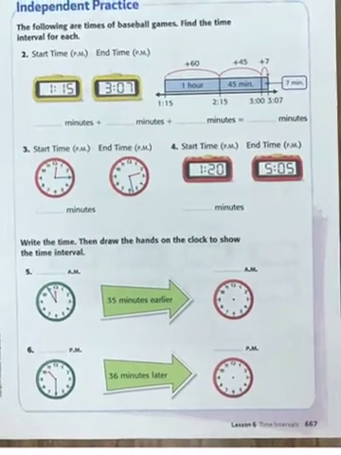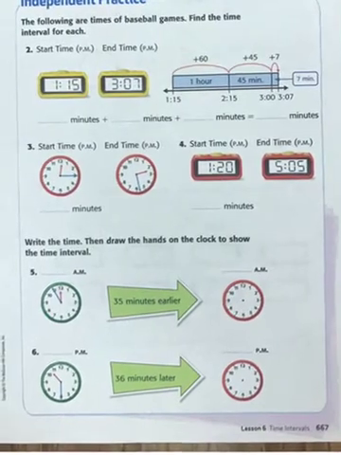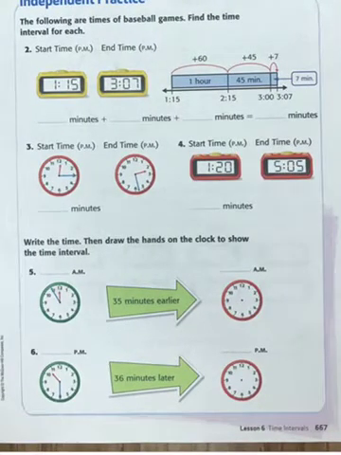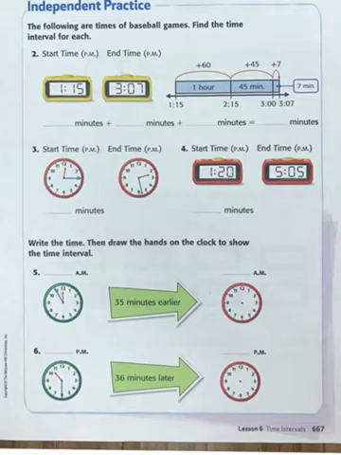All right, let's do some practice with our time. Okay, let's look at number 2 first. The following are times of baseball games. Find the time interval, how long they lasted for each.